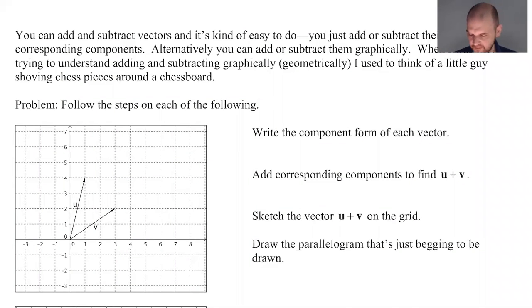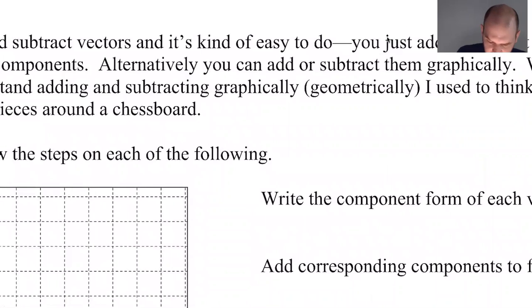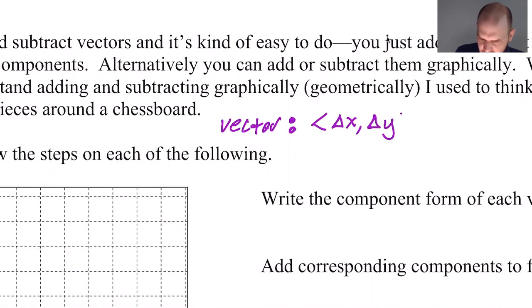All right, we're back. We are on page 120 of math analysis. We are talking about vectors, two-dimensional vectors. We just talked about component form and defined component form. It looks like an ordered pair, but we use chevrons. So instead of parentheses, a vector for us is going to look like a chevron, and then delta x, delta y, and then this.